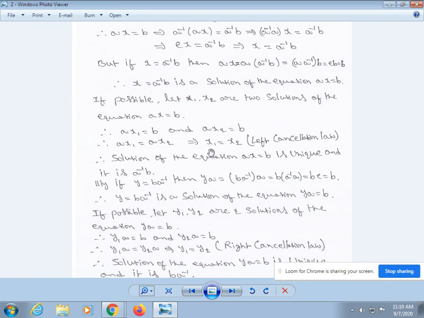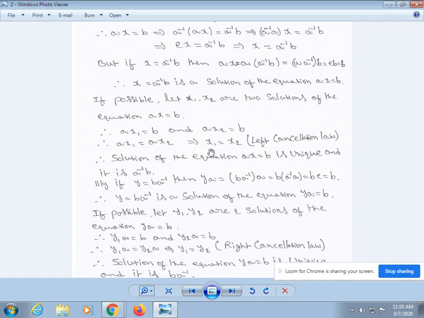Similarly, if y = ba⁻¹, then ya = (ba⁻¹)a, multiplying with a on both sides. That equals b(a⁻¹a). a⁻¹a is nothing but e. That equals be. be equals b. Therefore, y = ba⁻¹ is a solution of the equation ya = b.